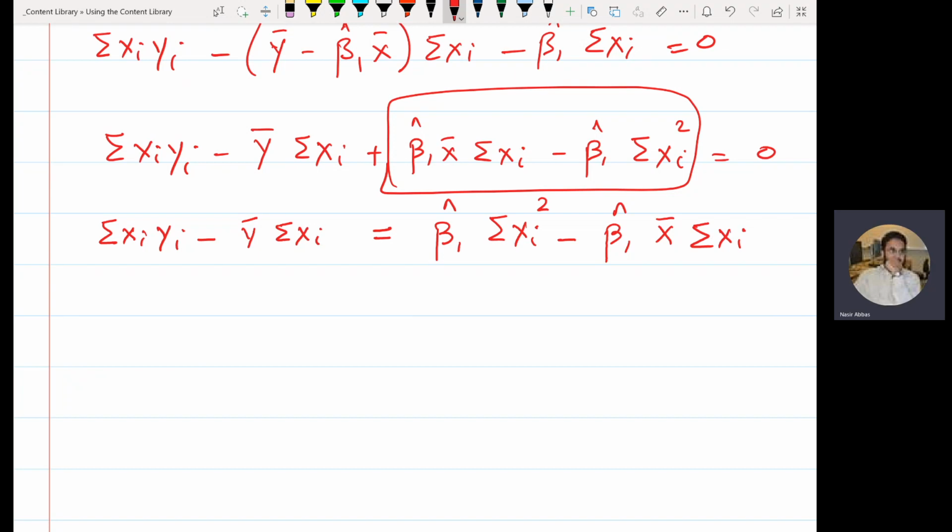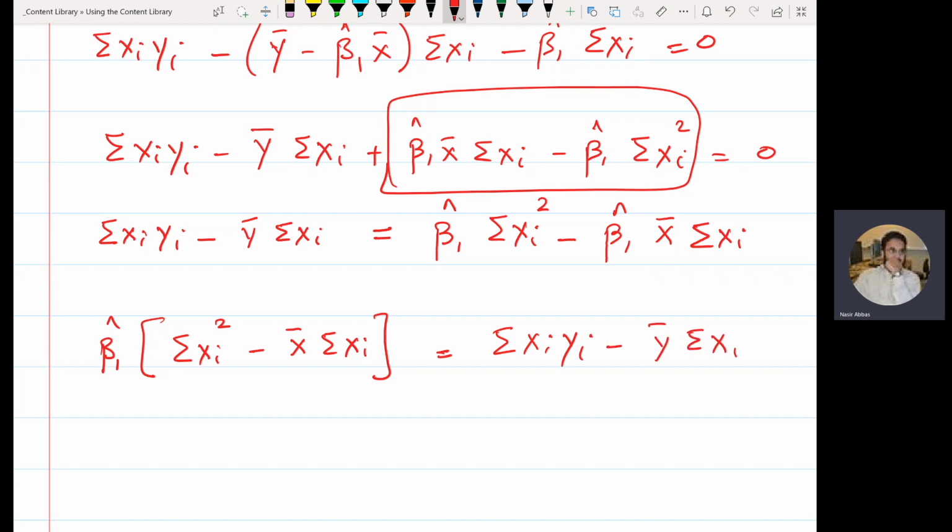Yes. So I'll write the right side on the left side and the left side on the right side. This is what I did. And then I took beta 1 hat common. And then I took summation xi square minus x bar summation xi equals summation xi yi minus y bar summation xi. I just flipped the sides.